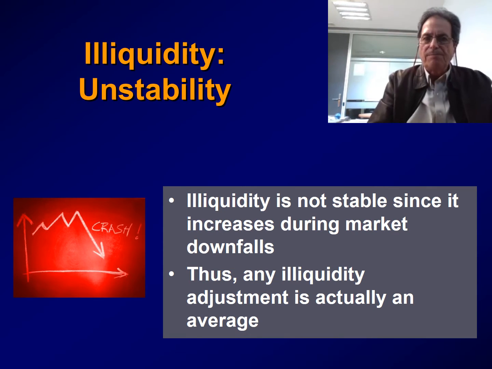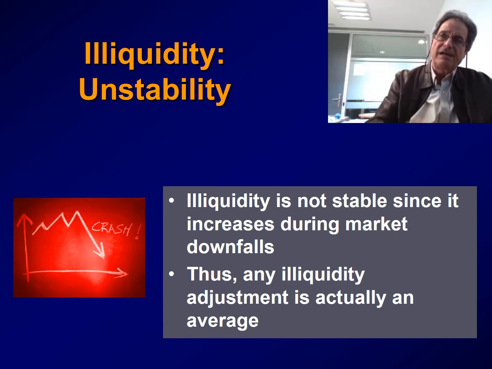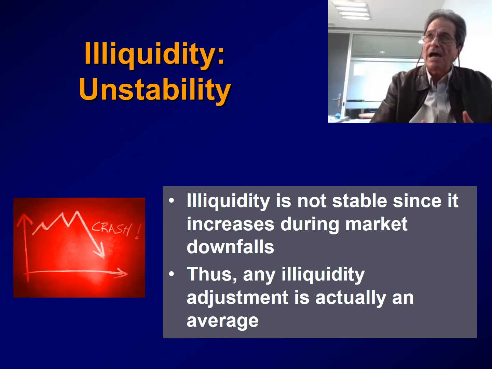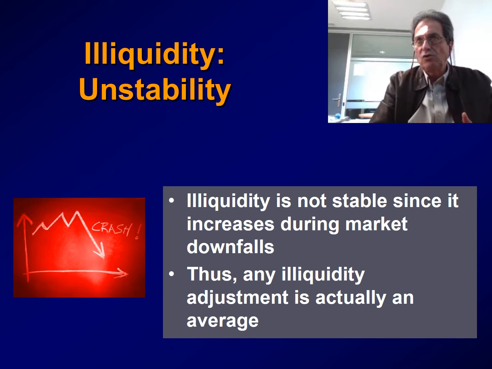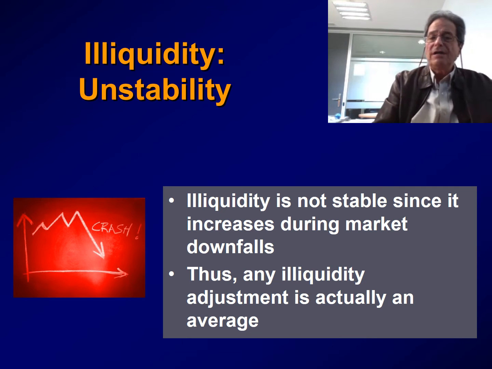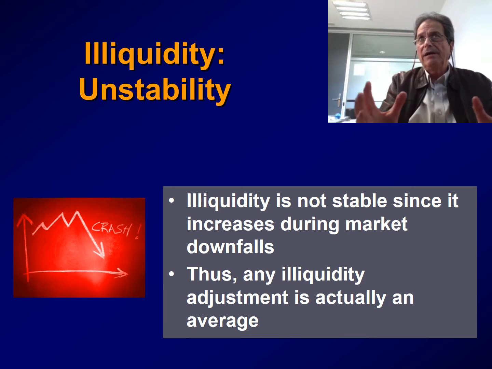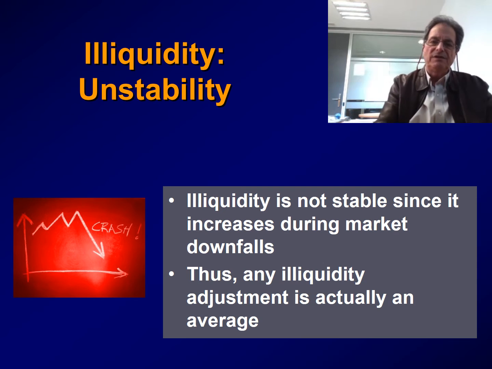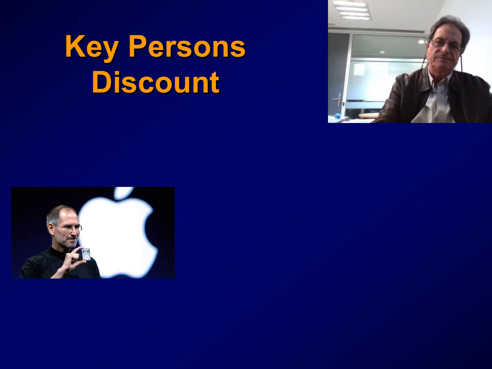One issue which is important about liquidity is that liquidity is not stable. In times of big falls in stock prices in the market, illiquidity becomes higher and the illiquidity discount should be also higher. So when we apply a liquidity discount to a long-term investment, actually what we are doing is that we are estimating an average liquidity discount.